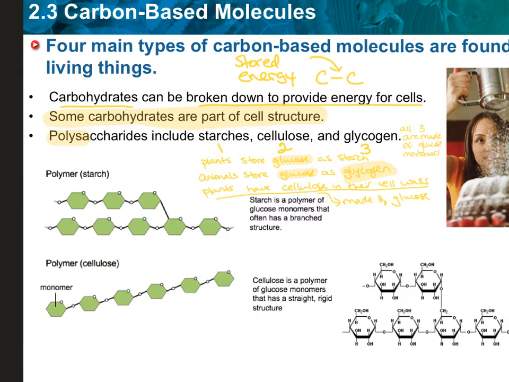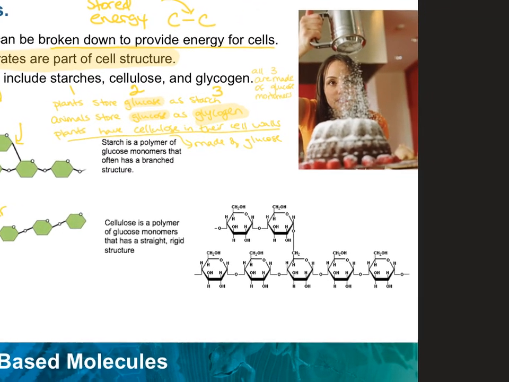So this structure right here is starch. And here you see cellulose. Now they kind of look the same, but what's different? There's a branch right there. So starch is more of a branched molecule, where cellulose is more of a linear molecule. But if you notice, each one of these monomers looks the same because they're all glucose. Every single monomer that you see here is glucose.